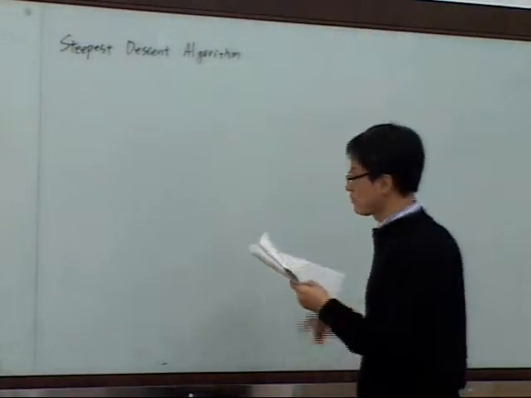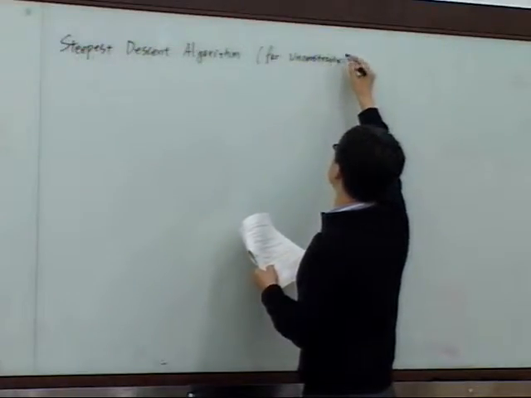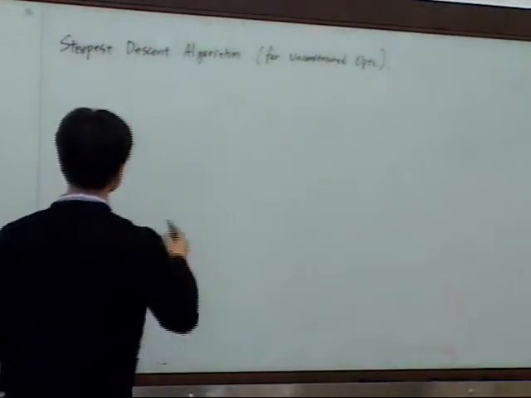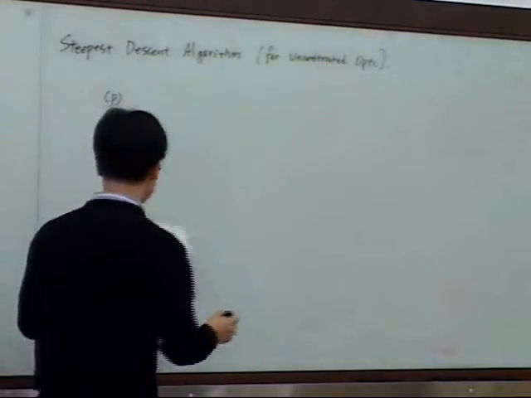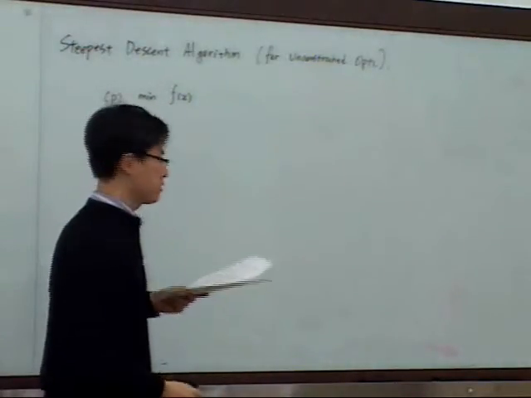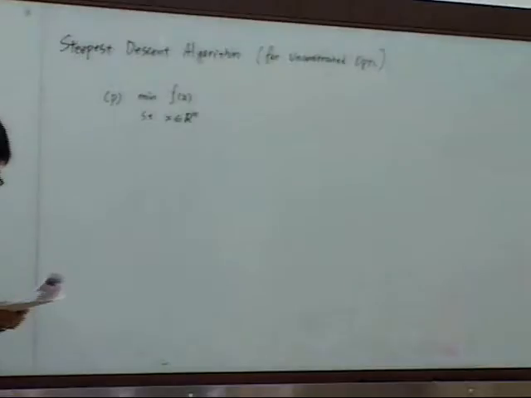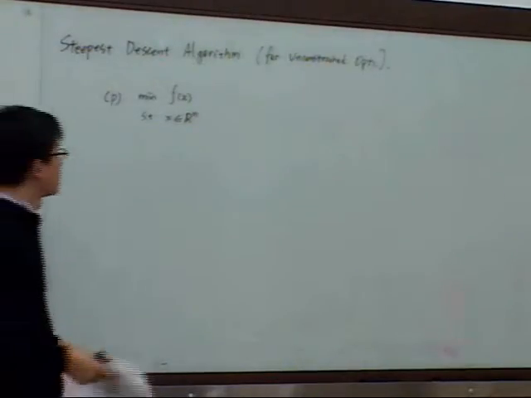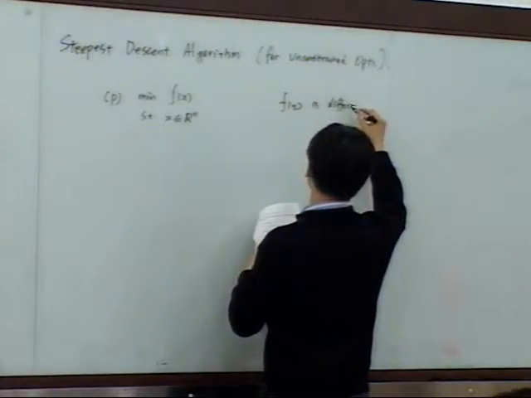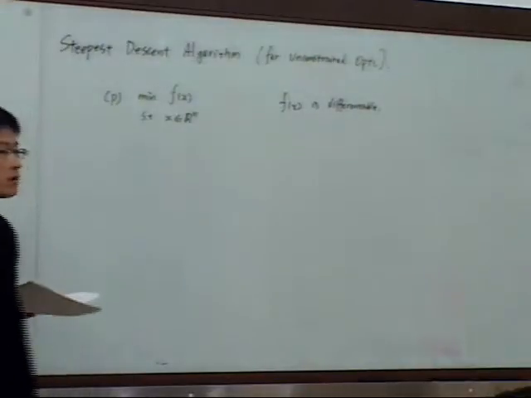Steepest descent algorithm for unconstrained optimization. Okay. The unconstrained optimization problem P is defined as minimization of some objective function f(x), where f(x) is differentiable.